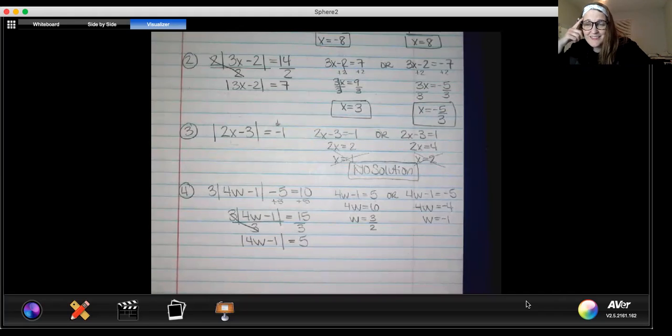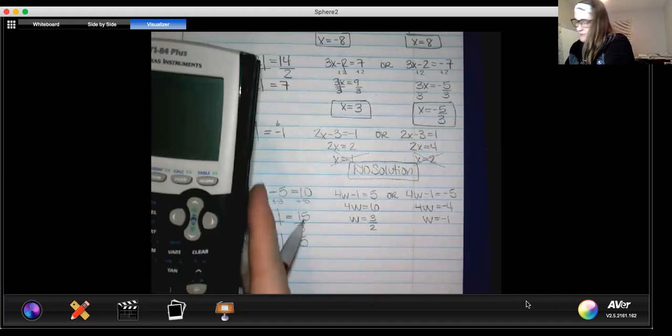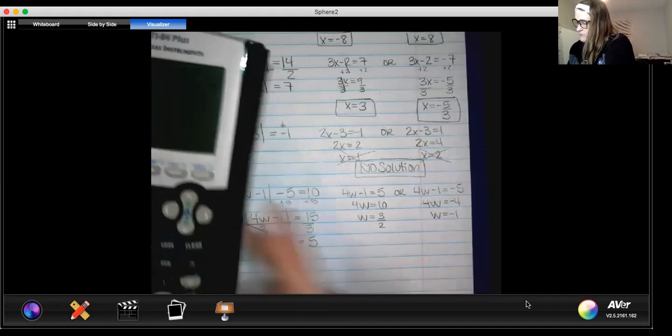Okay, and again, this can be done mentally, or you can use your calculator to verify that it works. Okay, and all that would take is I can say 4 times 3 halves, which is 6, minus 1, which is 5.